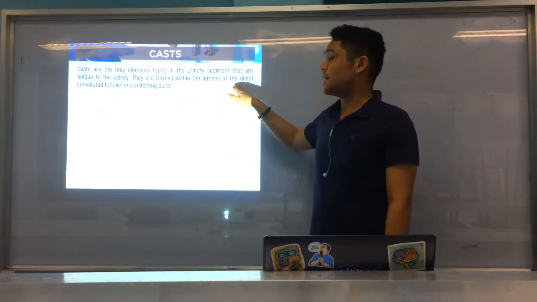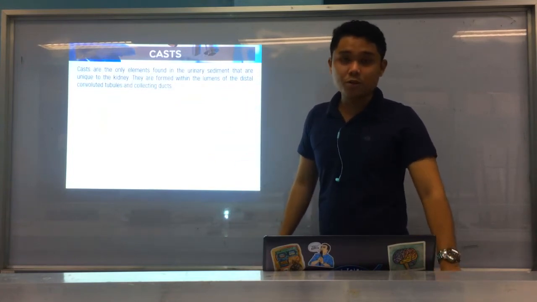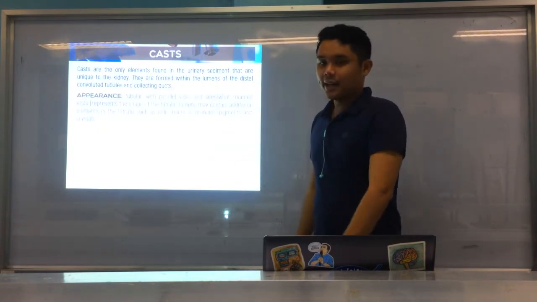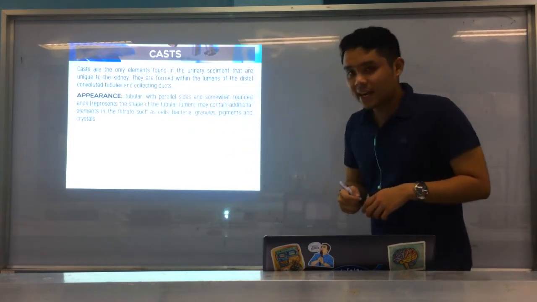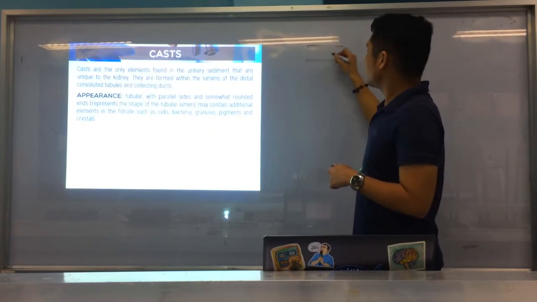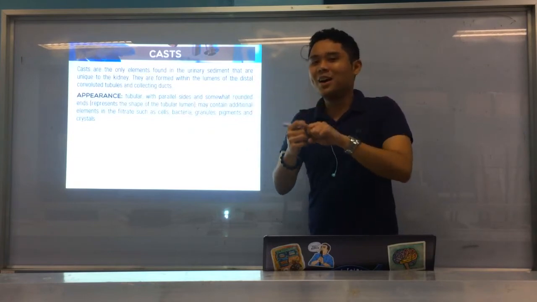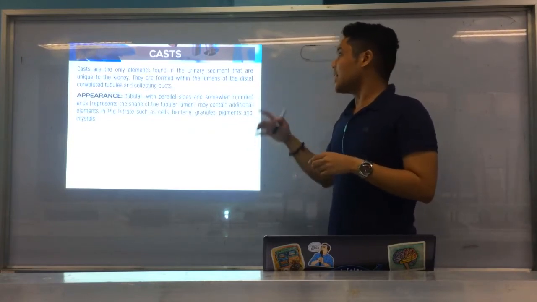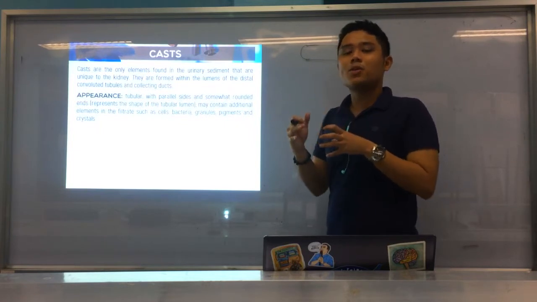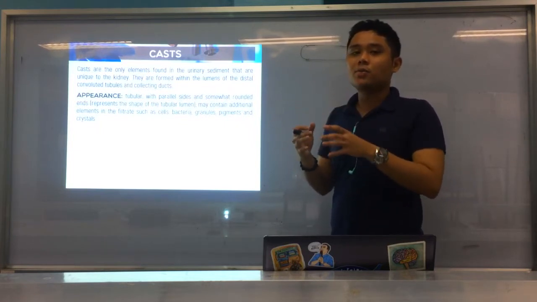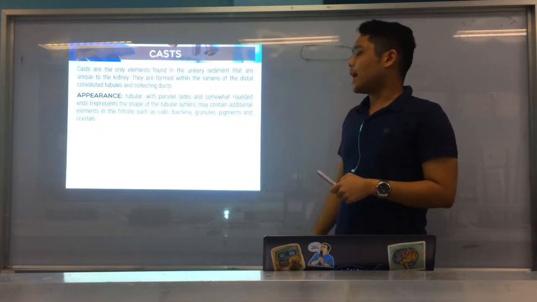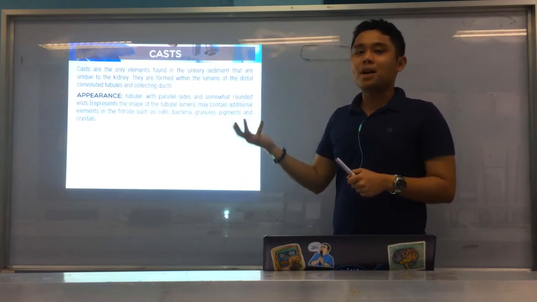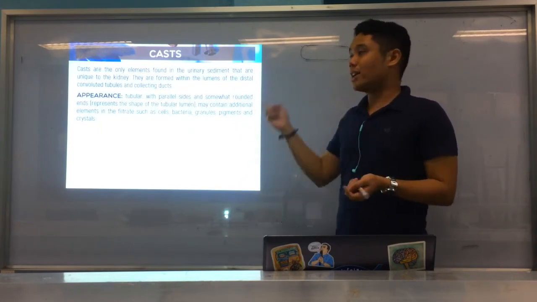Primarily, they usually form in the DCT, distal convoluted tubules, and collecting ducts. Now, the appearance, guys, is usually tubular, with parallel sides and somewhat rounded ends. So, parallel sides, somewhat rounded ends. Okay? So some are elongated, some are short like a bun. Basically, why is that the shape? Because it takes the form, or follows the shape, of the tubules where it was created. And it may contain additional elements, again, depending on what is present in the tubule where it formed.